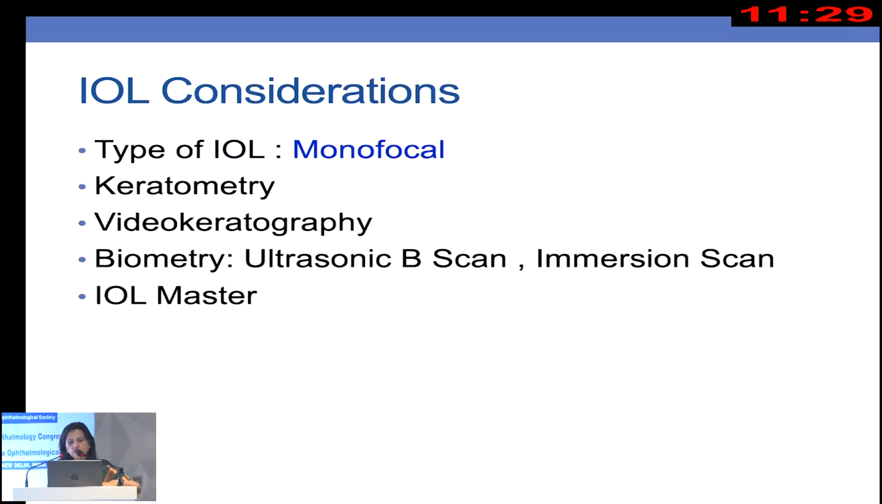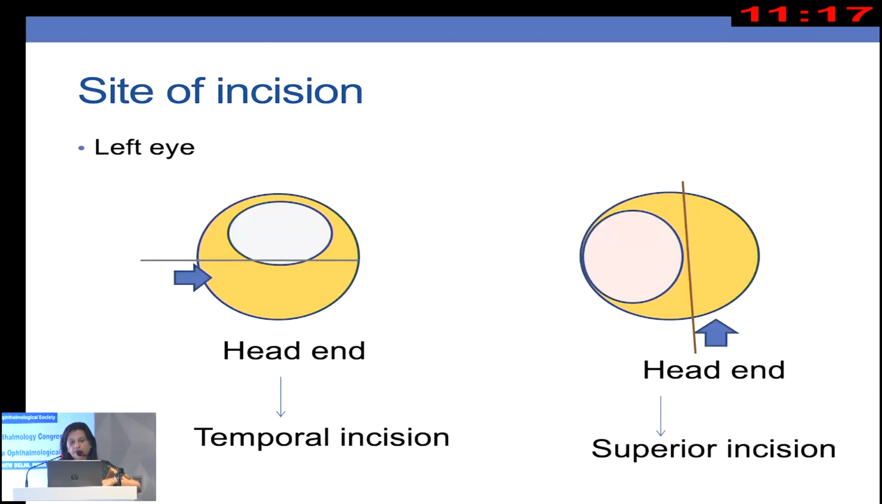Most of the cases we do monofocal intraocular lens, keratometry and video keratography should be done. It is often not possible to do IOL master, so you have to depend on the B scan for the biometry.